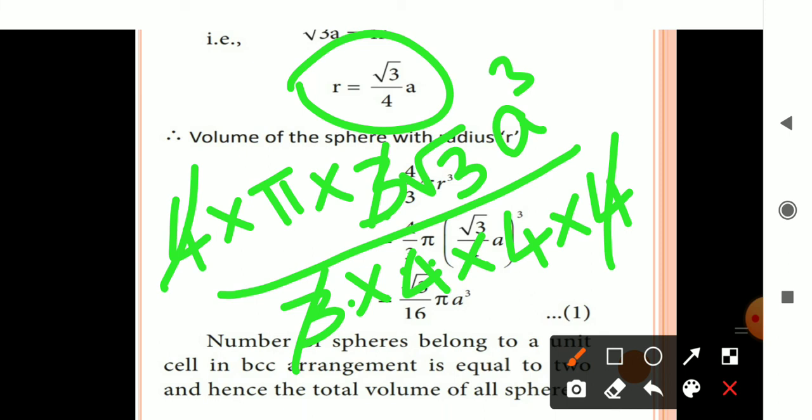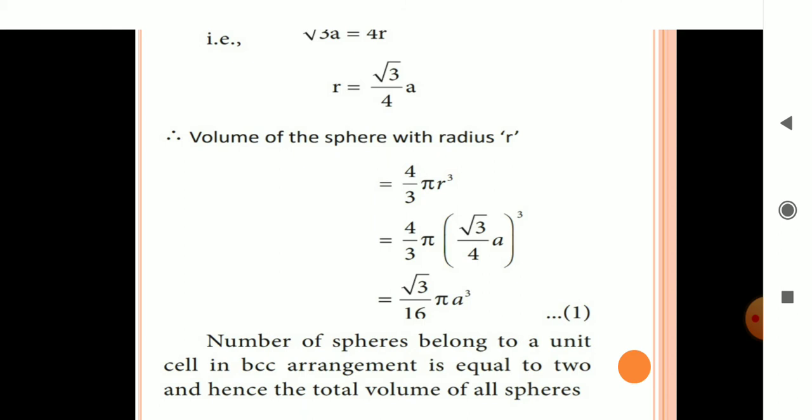So here pi, root 3 and a cube are remaining, and 4 into 4, that is 16, is remaining. So now the volume of sphere becomes root 3 pi a cube divided by 16. This is the volume of one sphere.